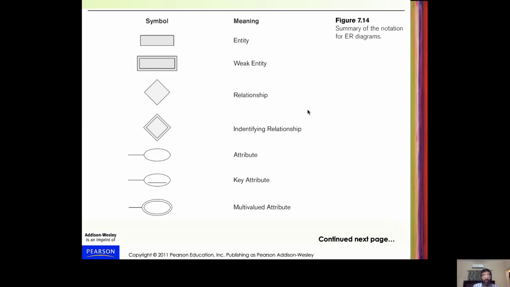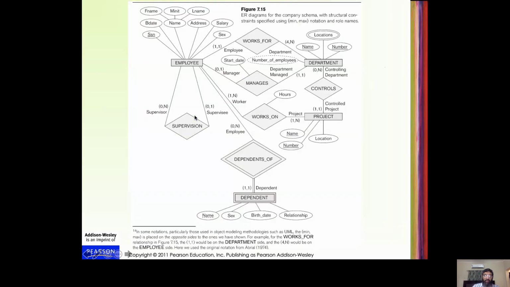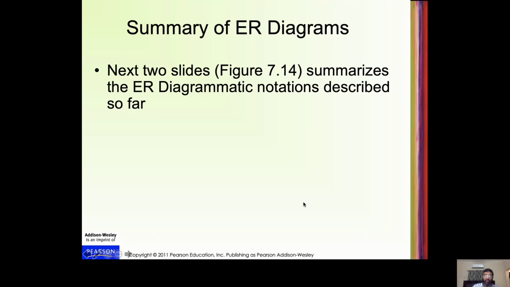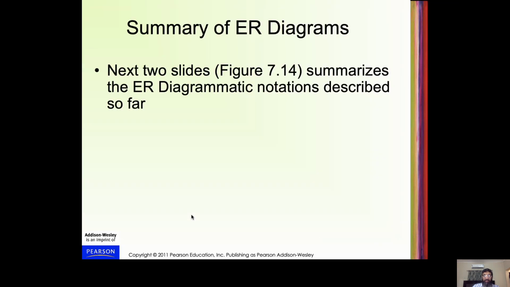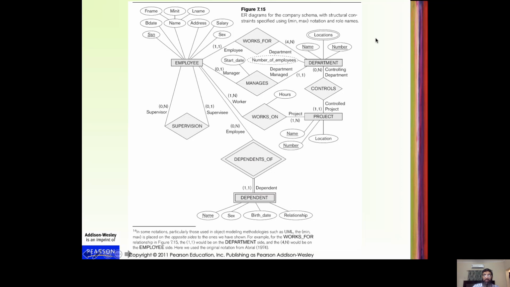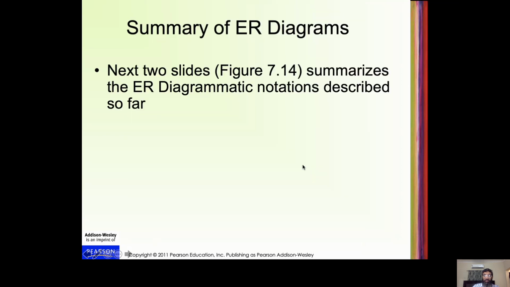Now a key attribute is always underlined, and if it is a weak entity, then there is a dotted line. If you go back and look, dependent has a name which is used as a sort of weak key, and that is underlined with a dotted underline. And then a multi-valued attribute is denoted by a double line. Let's see which one is locations. Locations is a double oval, which means there is more than one value in locations.